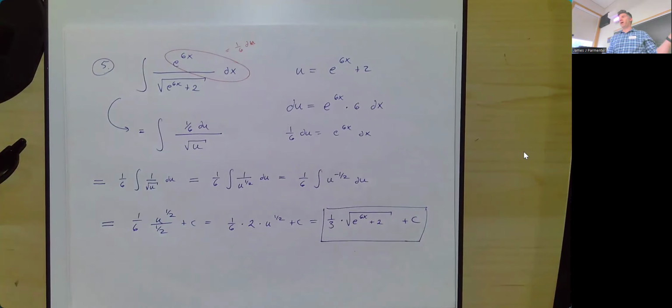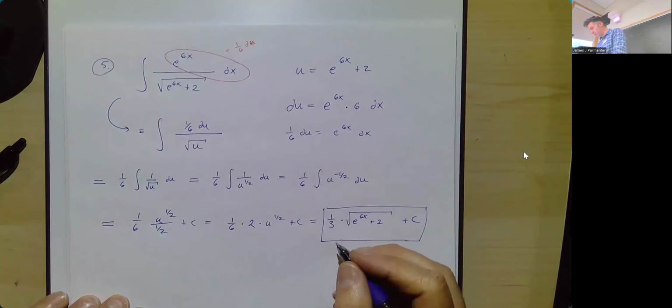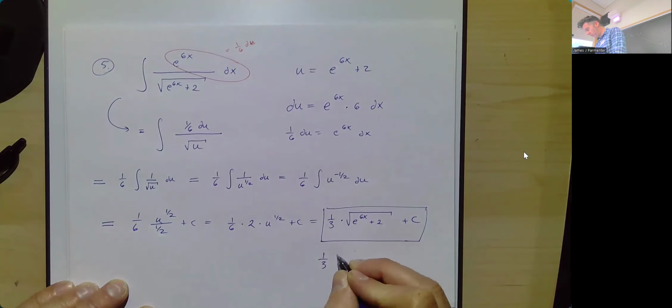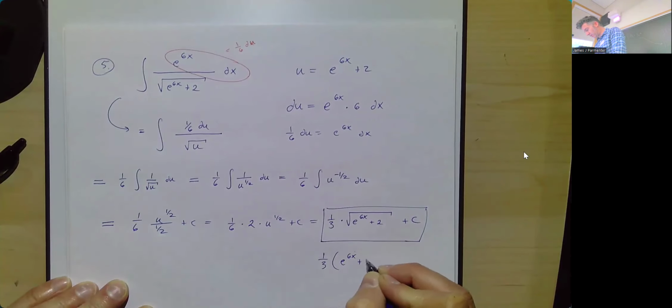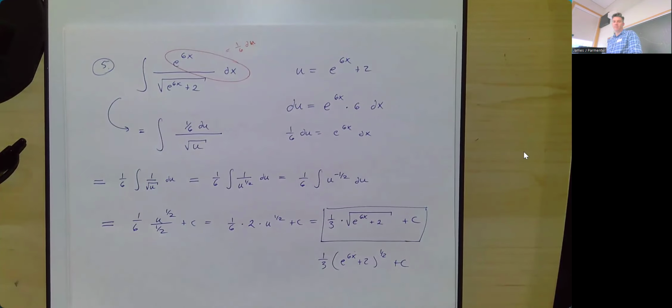Style preference, I like writing a square root of my stuff versus my stuff raised to the 1/2, but it's just as correct to write it as 1/3 times e to the 6x plus 2 to the 1/2 power. Either way is fine. I just like writing a square root.